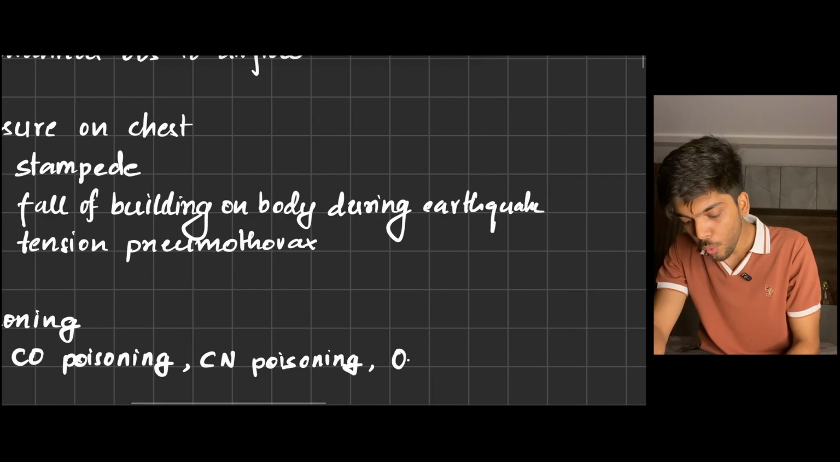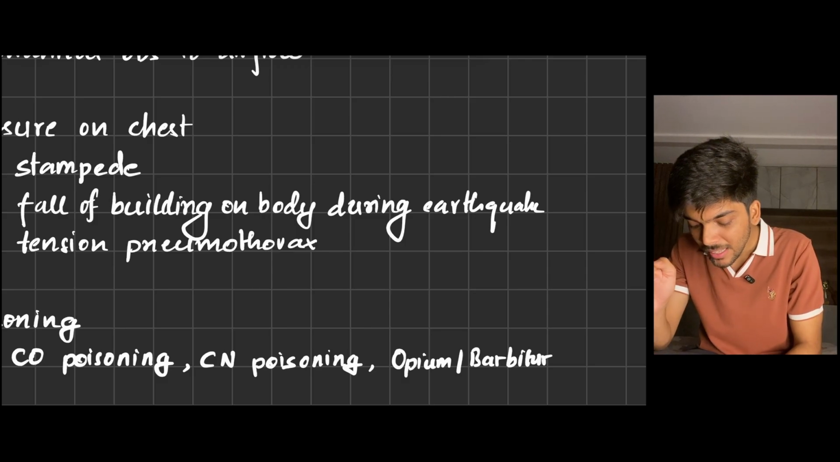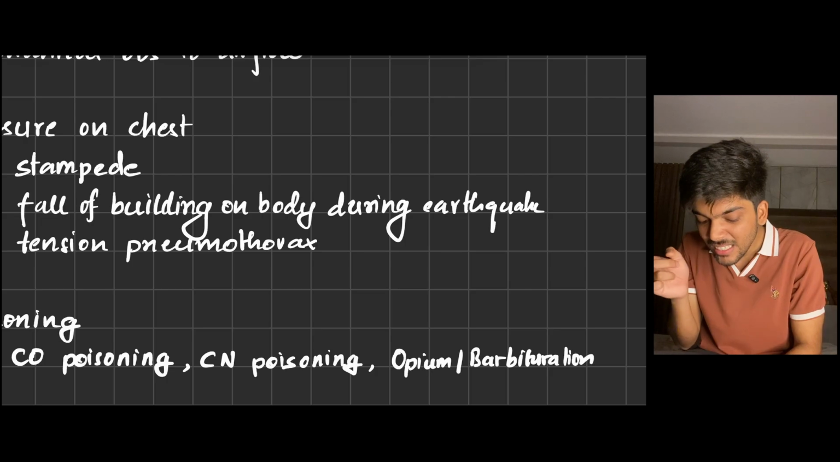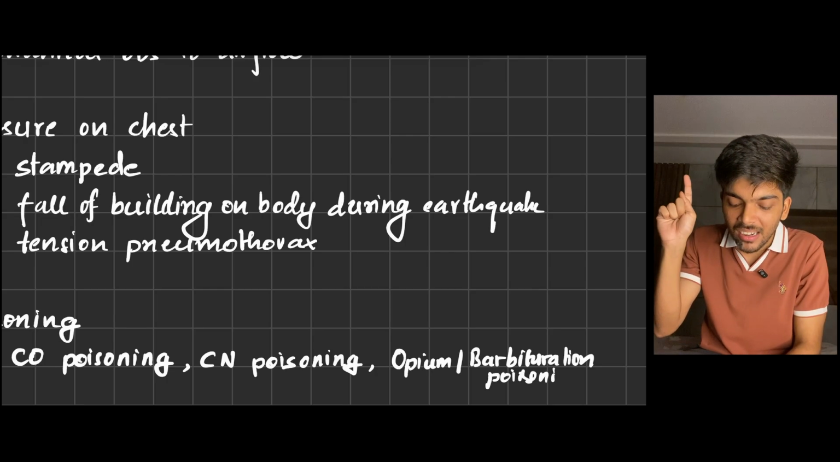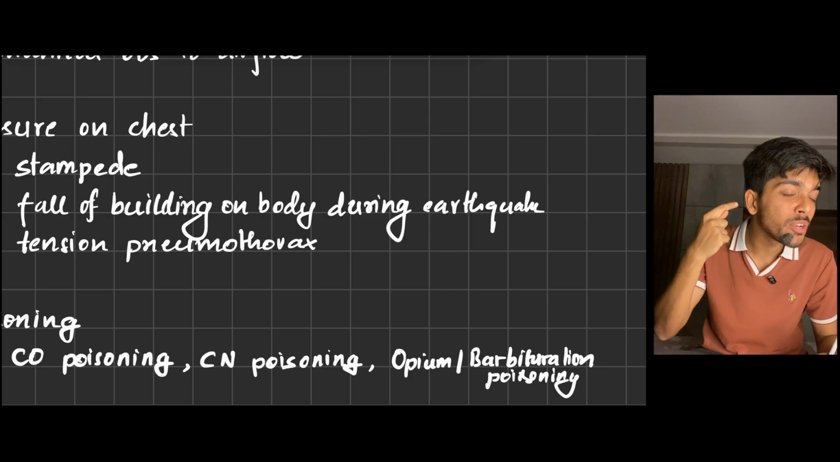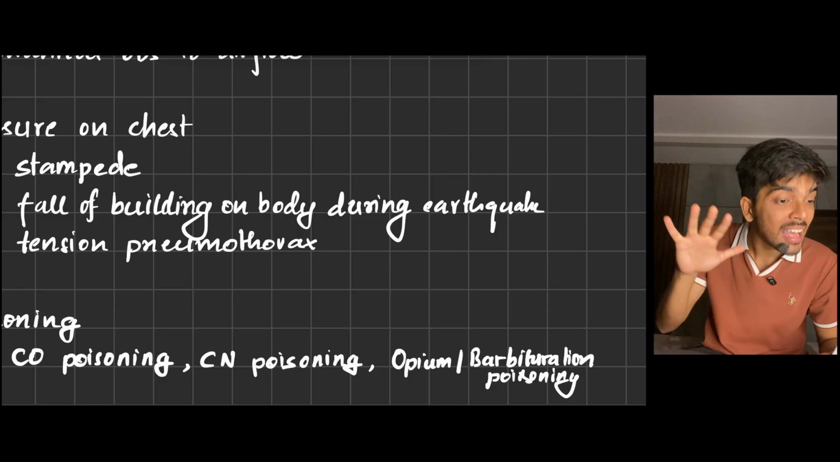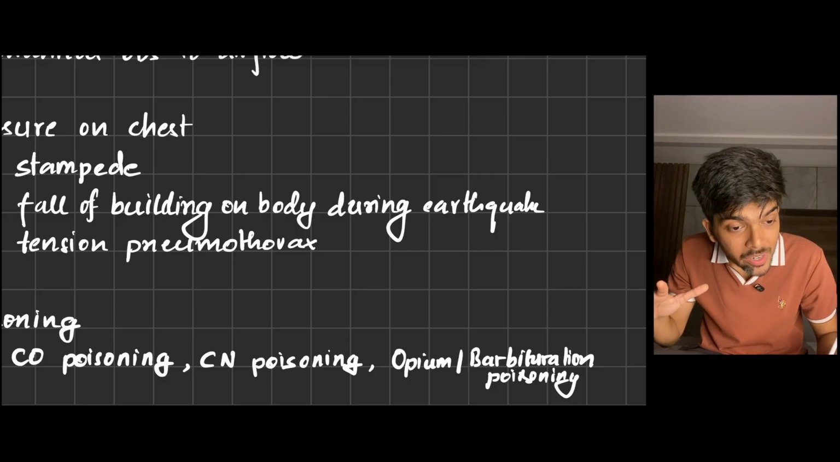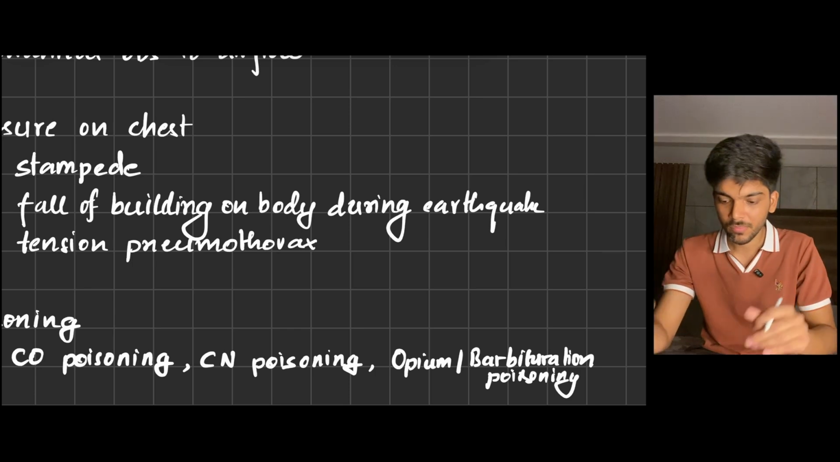The rest are opium/barbiturate poisoning. Opium and barbiturate, they are CNS suppressants. That means they will go and act in the central nervous system where there are your respiratory center and suppress the respiratory center, hence suppressing the mechanism of respiration, hence leading to hypoxia and asphyxia.